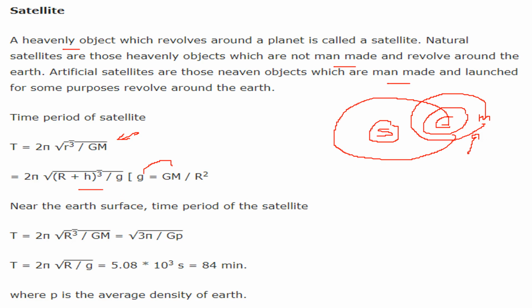And when we talk about near the Earth's surface, what will be the time period of the satellite? It will be 2 pi under root capital R cube by gn. This is given by this expression also, and you can easily find out. We have all these values equal to 2 pi. R is known, gravity is known, so it will be 84 minutes. This rho here is the average density of the Earth.